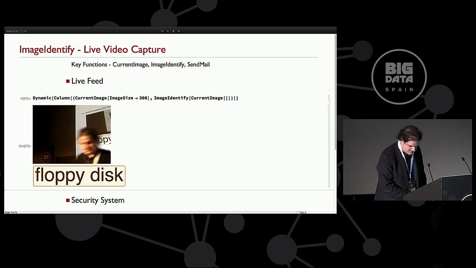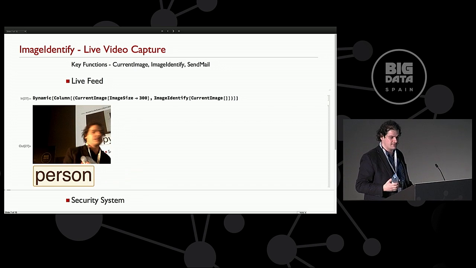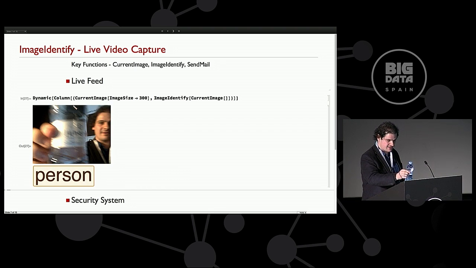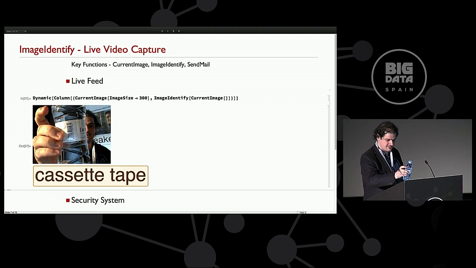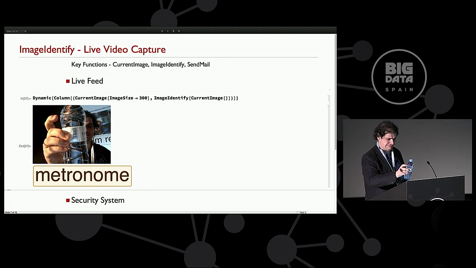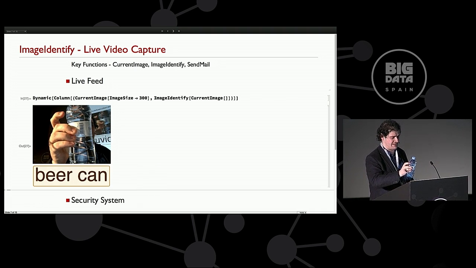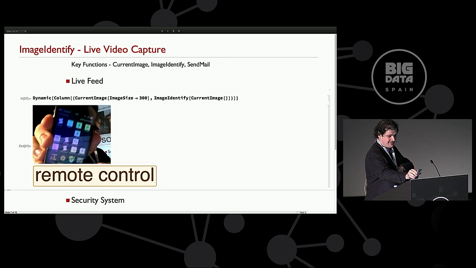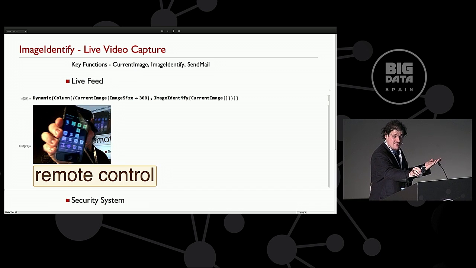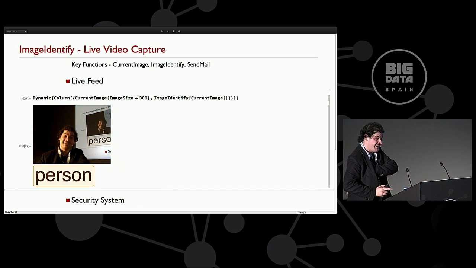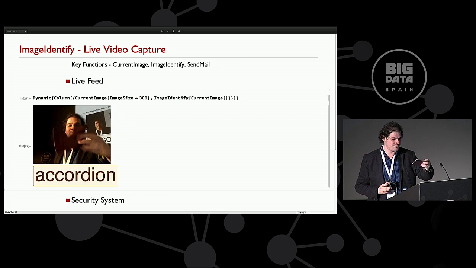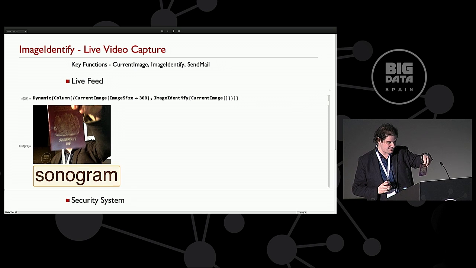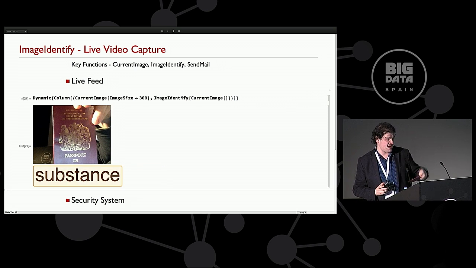I've got some random things here, so let's have a look. We've got this bottle of water. Let's see what it says. Beer glass, beaker, metronome, cocktail shaker. Okay, that's not so great. What about my phone? Remote control. Well, I'm using it as a remote control, so that's pretty good. What else have I got? I've got my passport. Book. What about this way around? Book. Well, that's close enough.